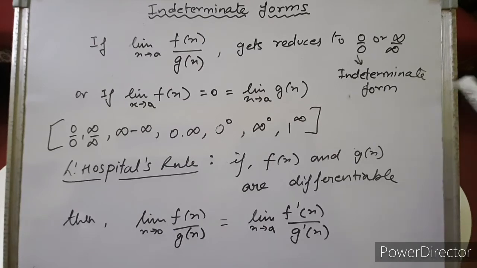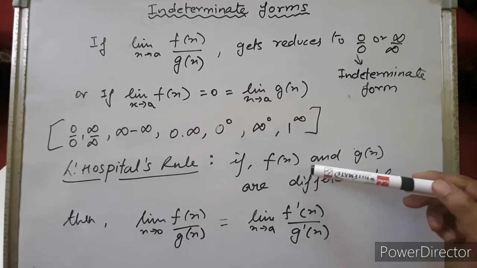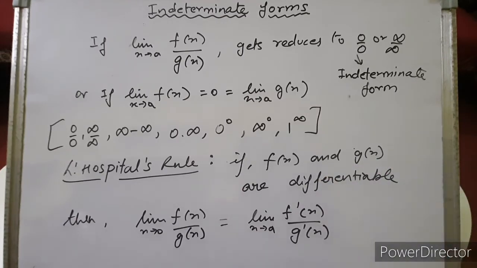And when we get one of these two indeterminate forms, what will we do? We say that if f(x) and g(x) are differentiable, then the limit x tends to a of f(x) upon g(x) will be equal to the limit x tends to a of f dash x upon g dash x. We accept this without proof, that these two limits will be the same. That means in L'Hospital rule, we separately differentiate the numerator and we separately differentiate the denominator whenever we get an indeterminate form, right?